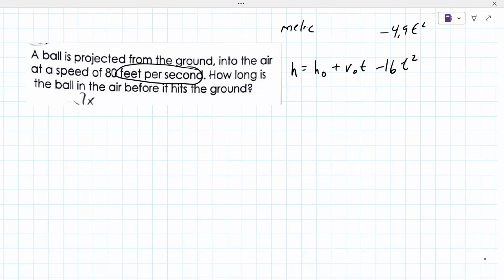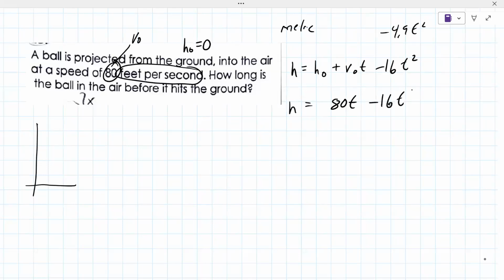Okay. So it's projected from the ground, which means h0 is 0. You're starting at ground level. And then the initial speed, 80, is v0. So it's 80t minus 16t squared.